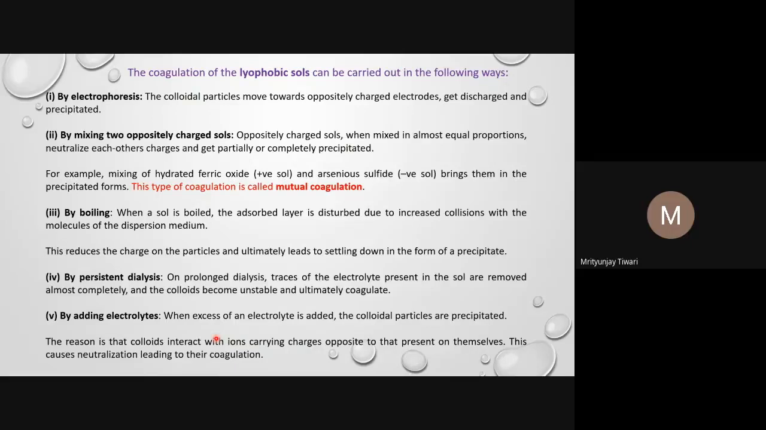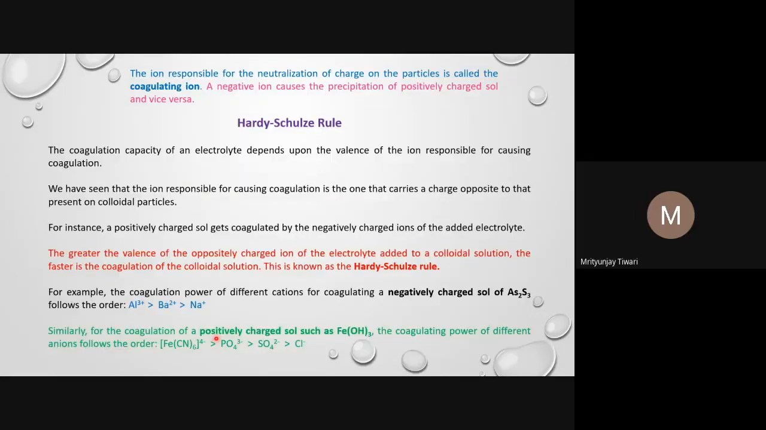So if you want to neutralize the positive charge salts, you have to add electrolytes containing negative charge. So negatively charged ions will be the coagulating ion. What will be the effect of these different negatively charged coagulating ions? What is their power, their potential to coagulate the salt? That is what we study in the Hardy-Schulze rule.